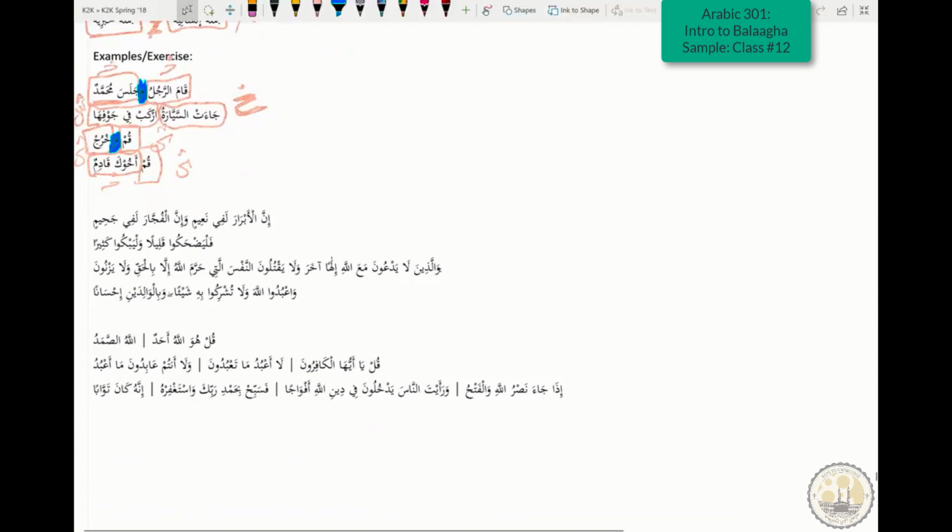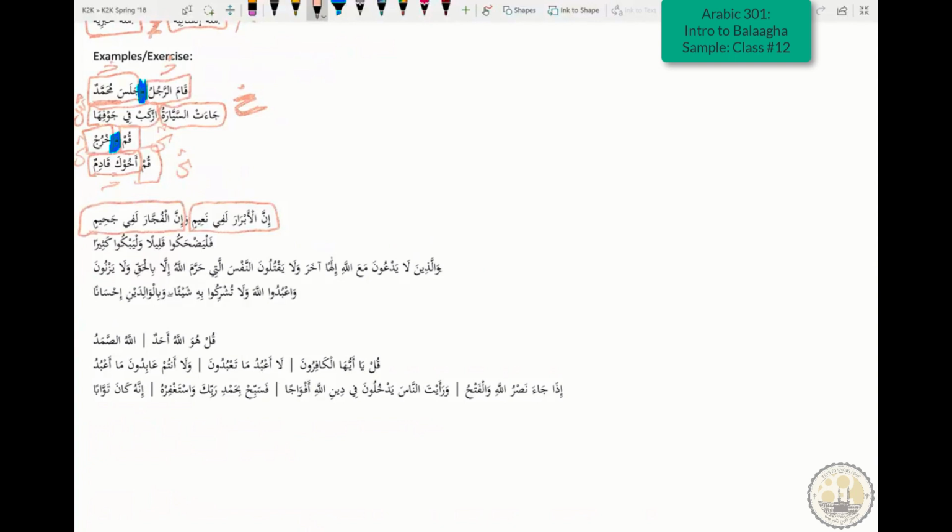First example here, إن الأبرار لفي نعيم وإن الفجار لفي جحيم. Let's first identify where are the two sentences in these two verses. إن الأبرار لفي نعيم. This is the first sentence. Indeed, the pious will be in النعيم, meaning paradise. وإن الفجار لفي جحيم. And indeed, the wrongdoers will be in the fire, meaning النار. Okay, sentence 1, sentence 2.